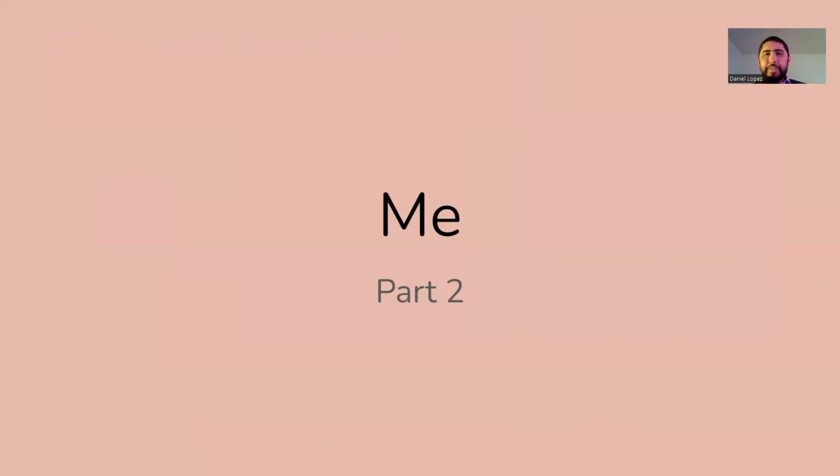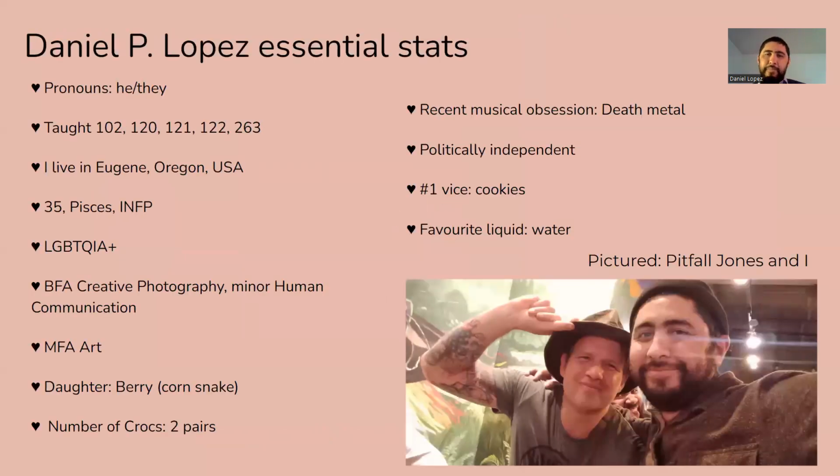All right, so I always want to introduce myself. Again, I'm Daniel. My pronouns are he/they. So far, I've taught 120, 102 as well, of course 121, 122, and 263. I live in Eugene, Oregon, so I don't go up to campus this term at all. So don't ask if we can meet, because I'm here in Eugene, and I'm on Discord all the time. That'll be great. So yeah, 35, Pisces, INFP, LGBTQIA plus.